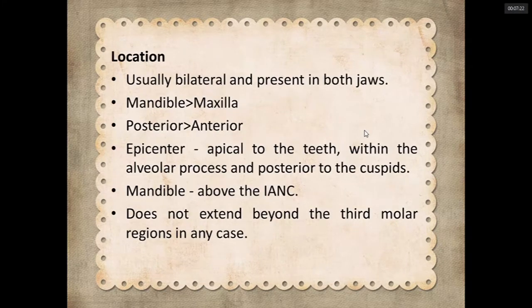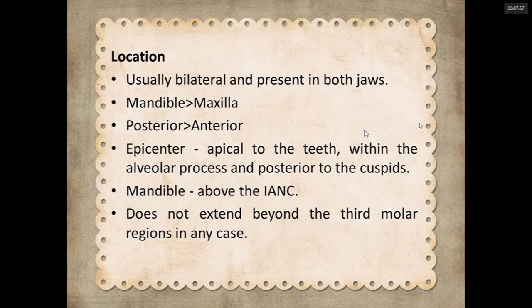Okay, so location-wise, as you all know, florid cemento-osseous dysplasia is the variant which is very extensive. Usually it occurs bilaterally. According to the location, the lesion is bilateral and is present in both the jaws. Especially it affects the mandible more than the maxilla. And in the mandible, it most commonly occurs in the posterior region rather than the anterior region of the jaw.